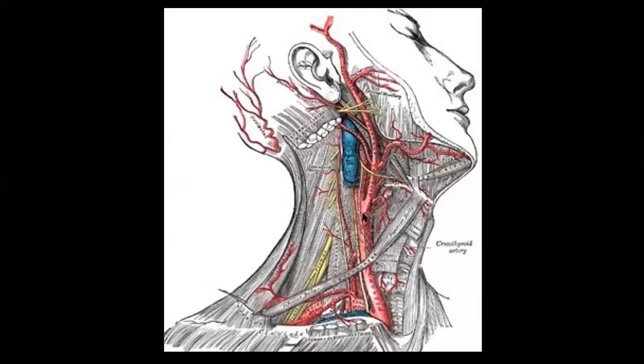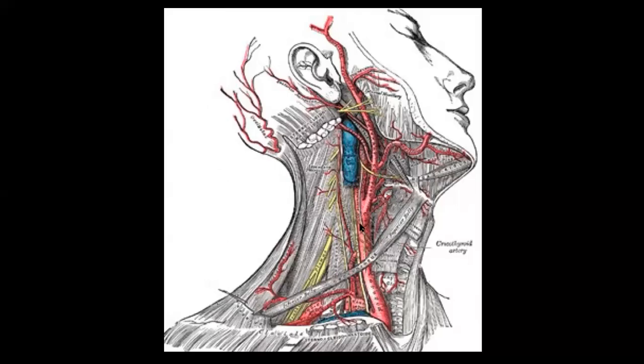This structure is called the common carotid artery. Common, that means it has parts in it. So this is the common carotid artery. At the level of the upper border of the thyroid cartilage, it divides into the external carotid and internal carotid artery. Okay, internal carotid and external carotid artery.